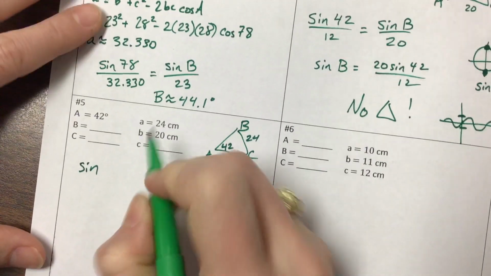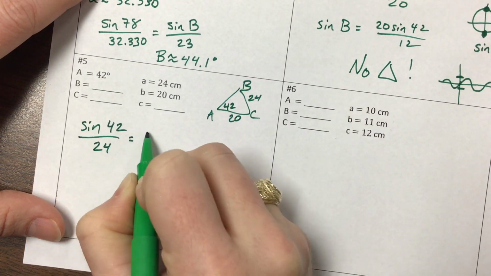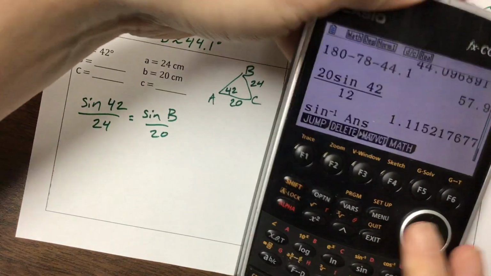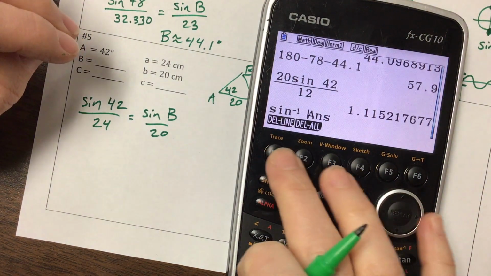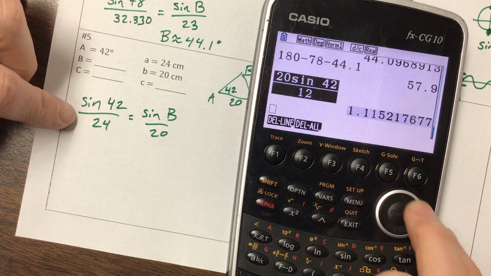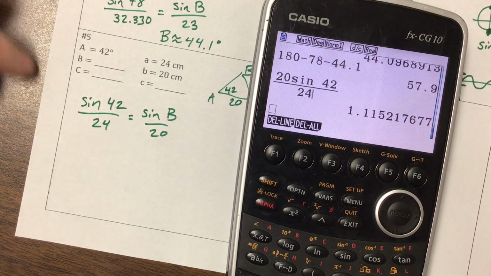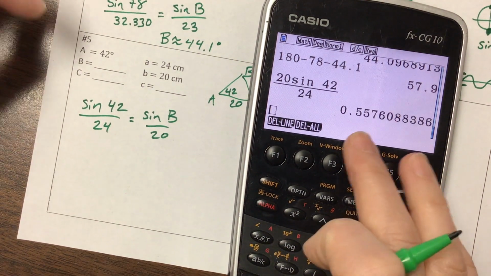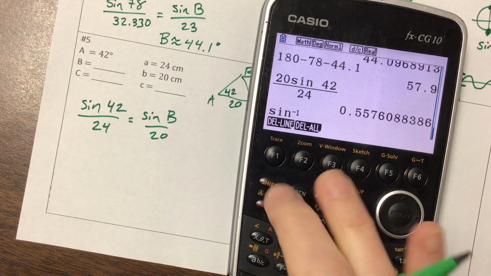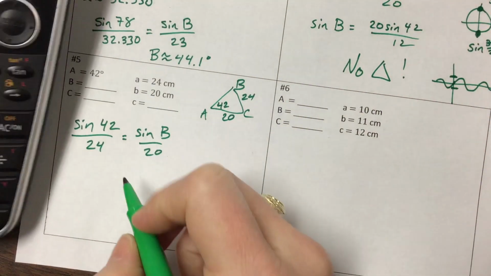So sine of 42 over 24 equals sine of b over 20. Let's see, delete that line. Yes. And then I had typed that in from before. The only thing that needs to change is that's 24. Maybe it would have been easier to type the whole thing in. And so now notice this is less than 1, so go back and look at the previous example if you don't know what I'm talking about. So second sine of that answer, and I find that my b is about 33.9 degrees.